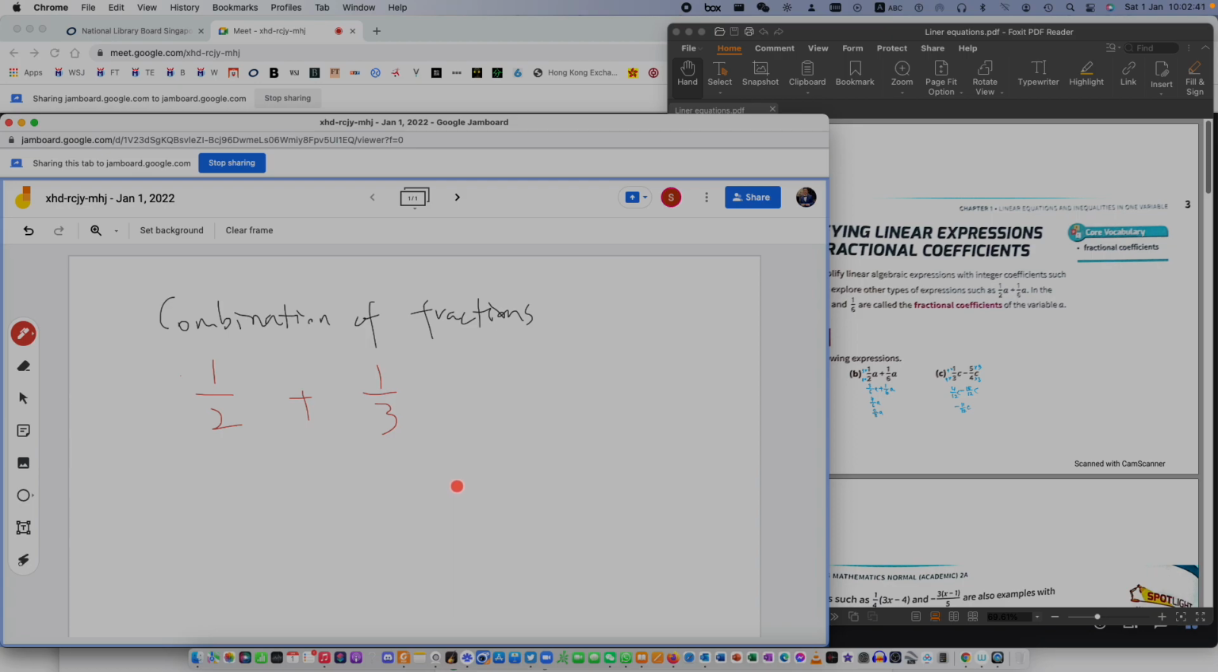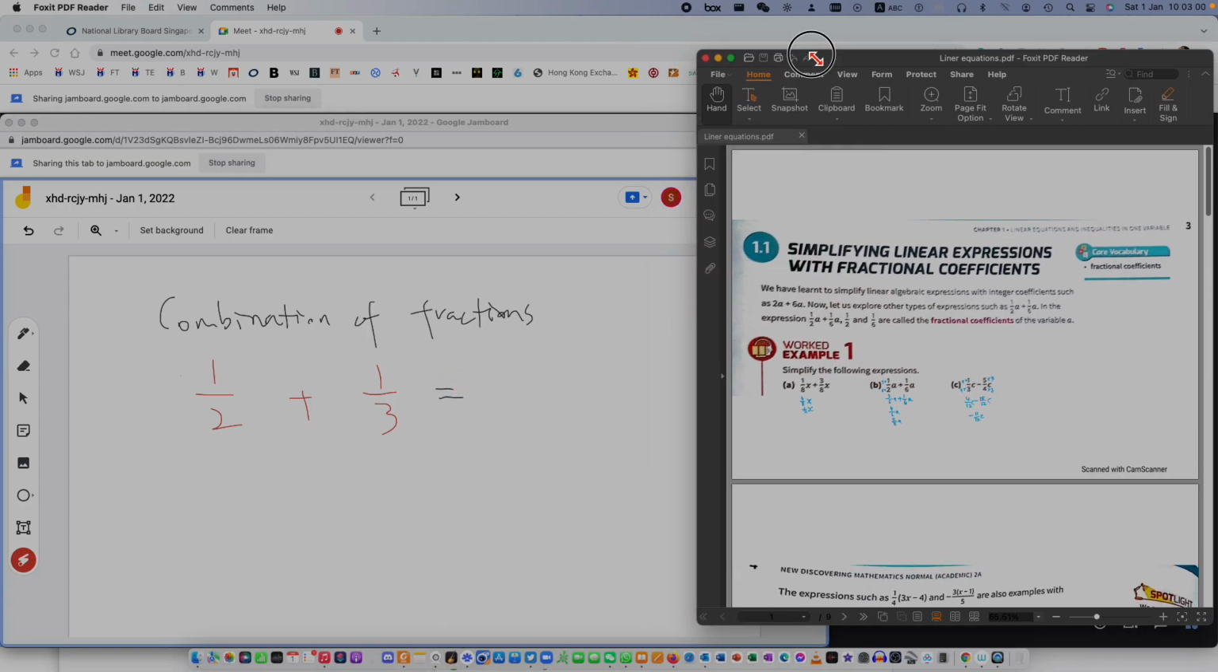Can you complete this? When I'm writing, you can also join; you can also write on it. Can you do this? Half plus 1/3. No, don't use your calculator. This is for you to do it manually.